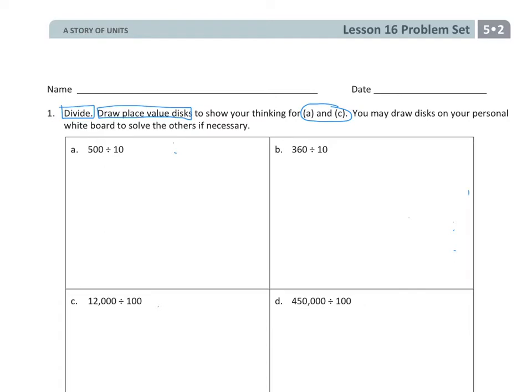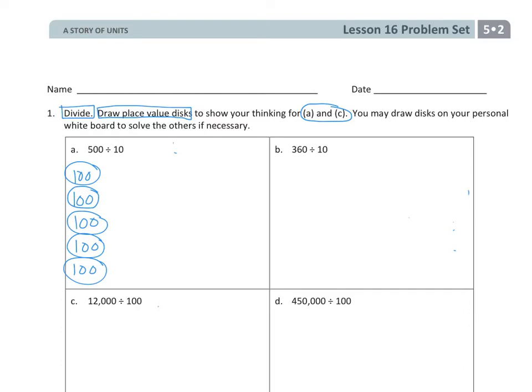So let's start with A. We have 500 and we're going to divide by 10. So imagine we just have little discs or little coins, and this is 100. Here's another 100, so we have 200. Then we have 300. Then we have 400, and we have 500. So we have 5 100 place value discs. So this is our first set. Please draw this in your area for the workspace for A.